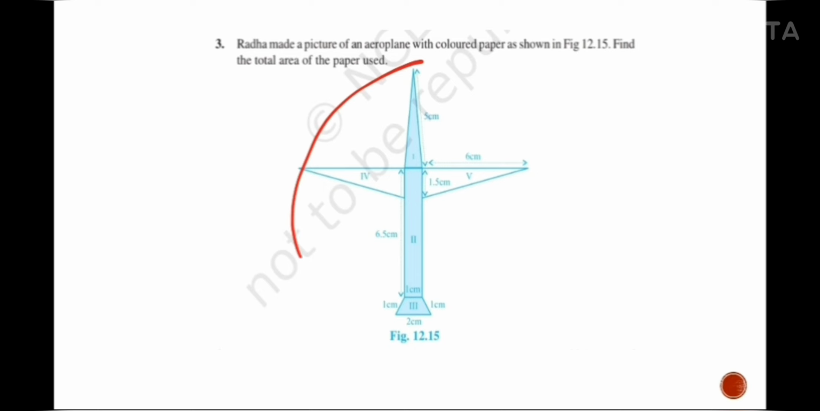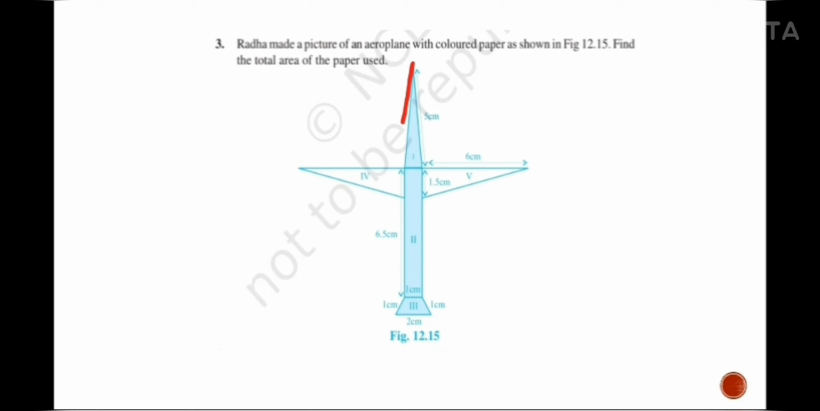Now we will divide this picture in 5 parts. Okay, look here. If you look at this diagram, this first one is part number 1. This rectangular one is part number 2. This trapezium one is part number 3. This triangle is part number 5 and this triangle is part number 4.